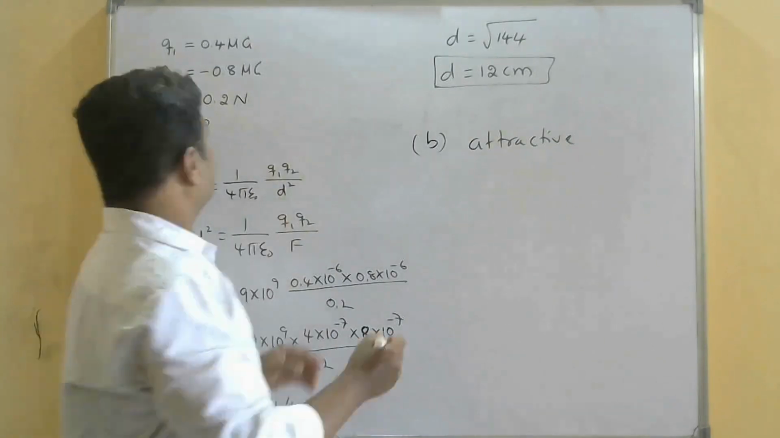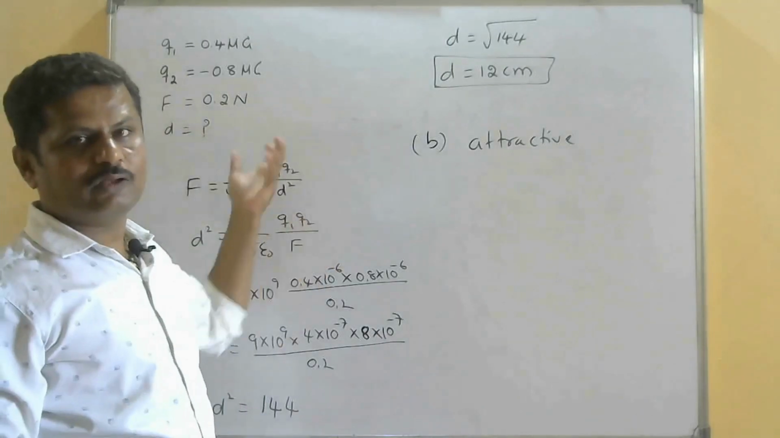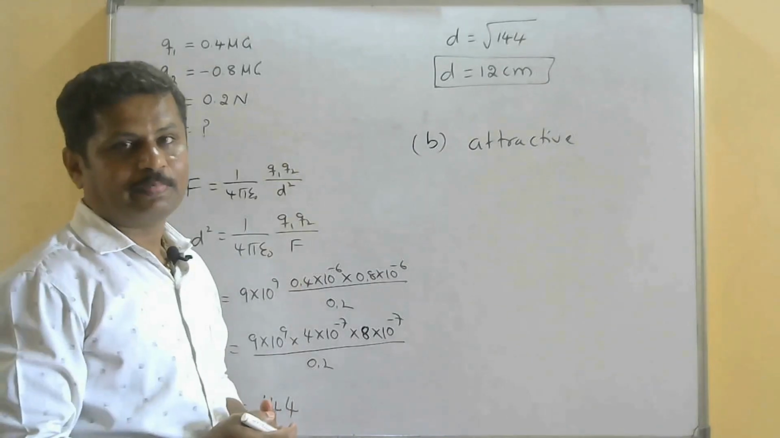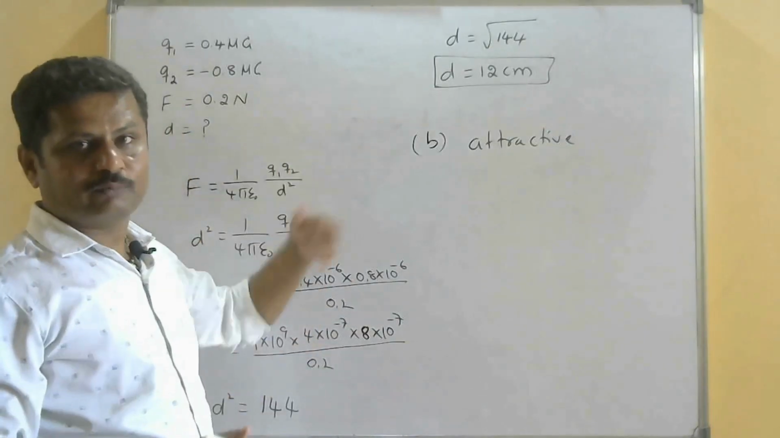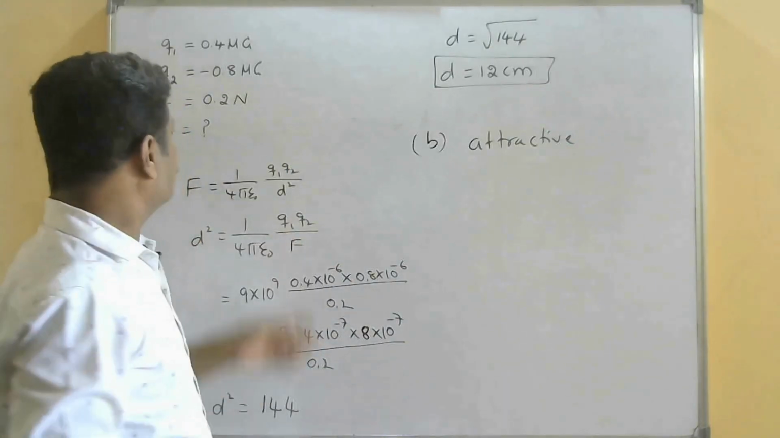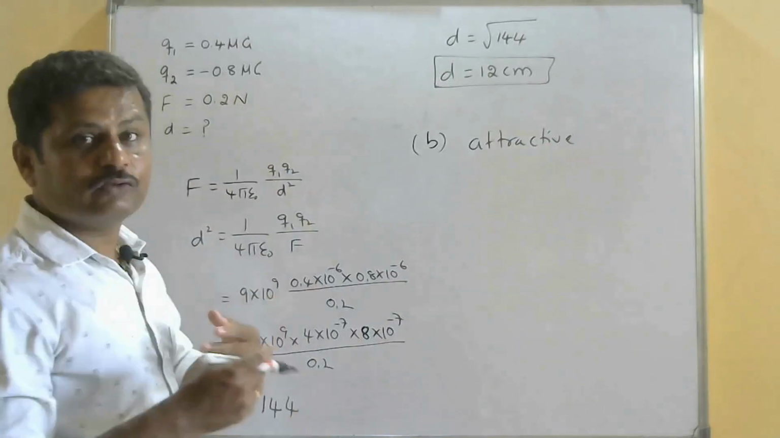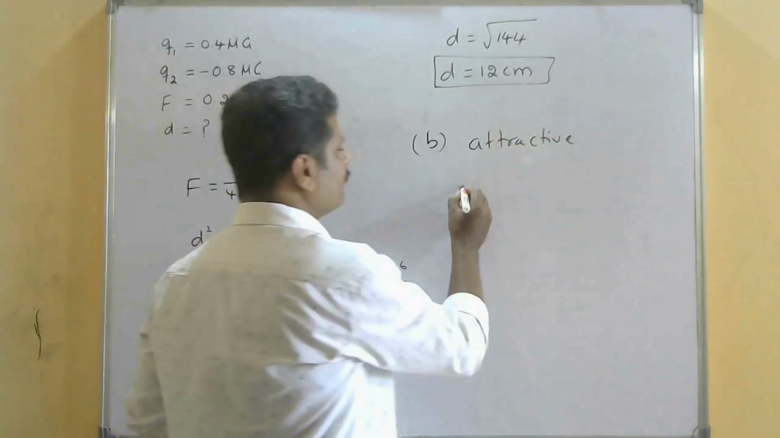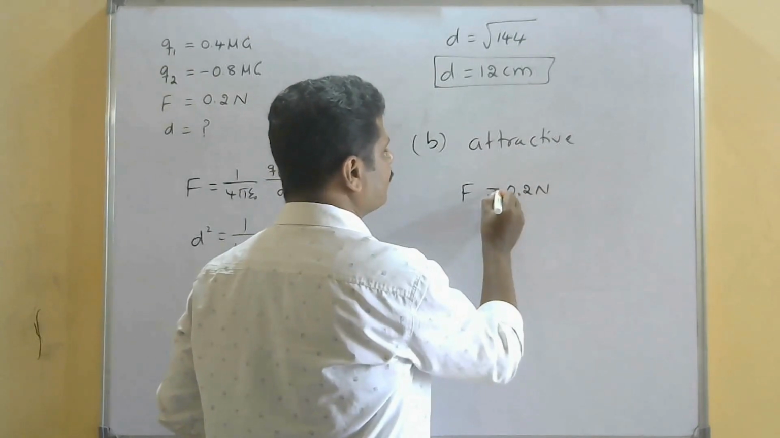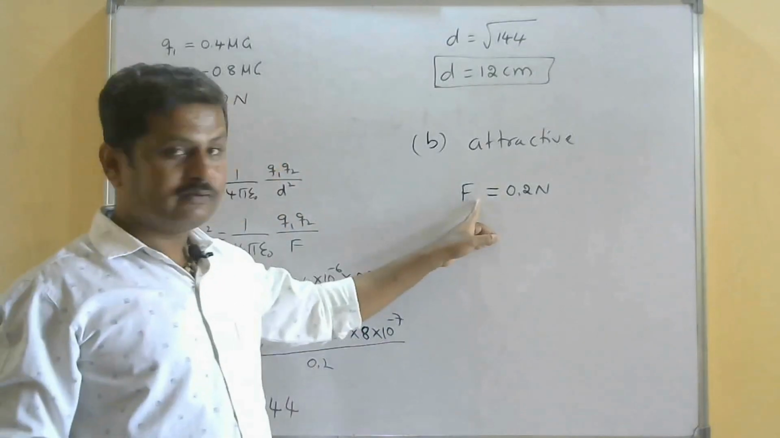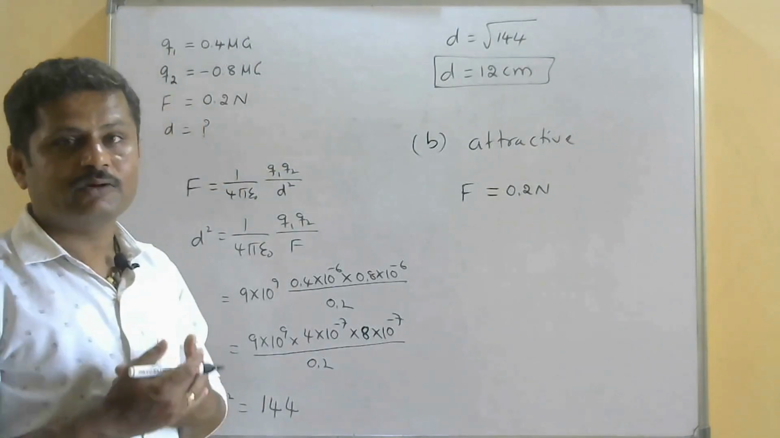Next, they are asking you to find out the force on the second sphere. We know that Coulomb's law obeys Newton's third law. So according to Newton's third law, the action and reaction are both equal but opposite in direction. The force experienced by the first charge is how much? 0.2 Newton. So the force experienced by the second charge is also the same, equal to 0.2 Newton. The force experienced by the second charge due to the first charge is 0.2 Newton, because of Newton's third law.